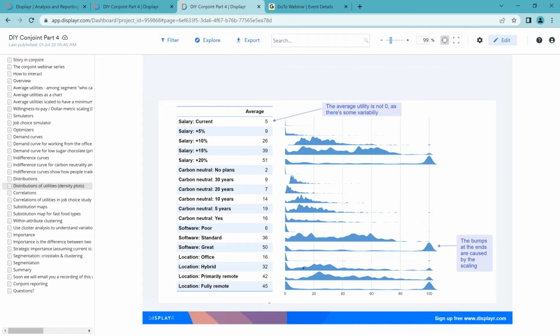We have bumps at each end, a bump at 100, a bump at 0 for many of the attributes. The bumps are caused by scaling because we scaled the data to be in the range of 0 to 100. The one that's clearly bimodal, that has two very distinct bumps, is being fully remote. There's a segment of people who want to be fully remote, and it's the most important thing for them of all of the attributes we've tested. And there's another segment who do not want to be fully remote. That is, they want to work from the office, and it's the most important thing for them.